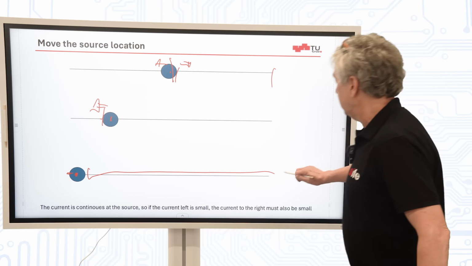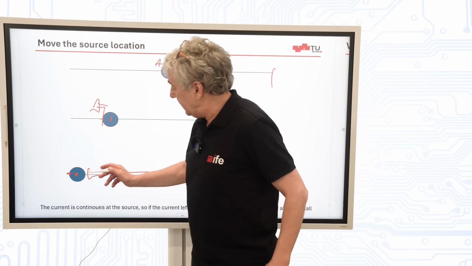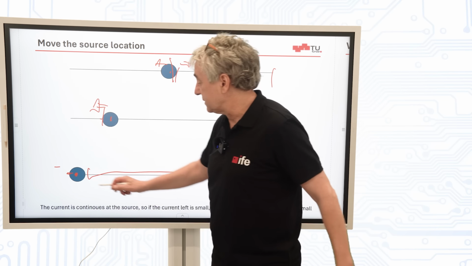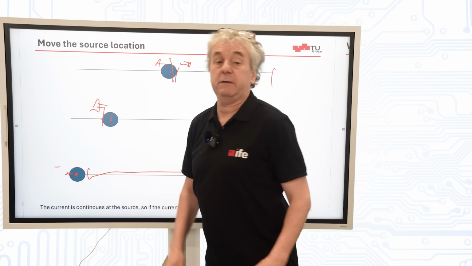Although this wire is really long, if the source is at the end, it cannot drive in this direction, and because current needs to be continuous, it cannot drive in this direction.